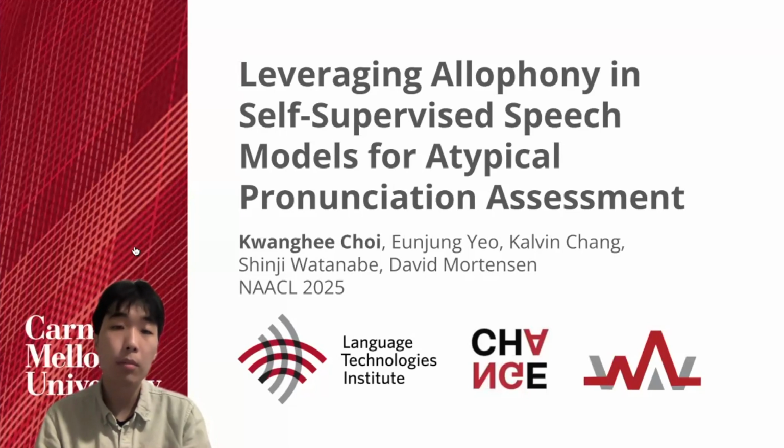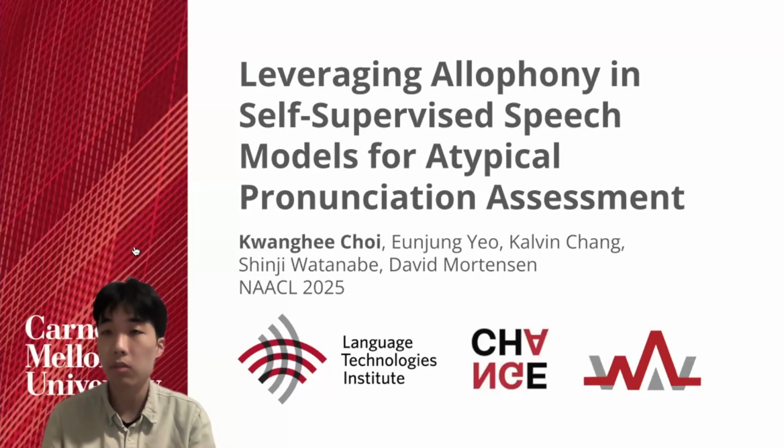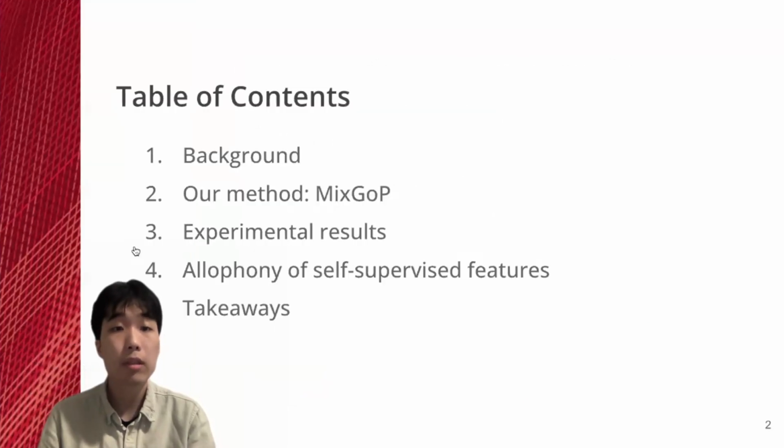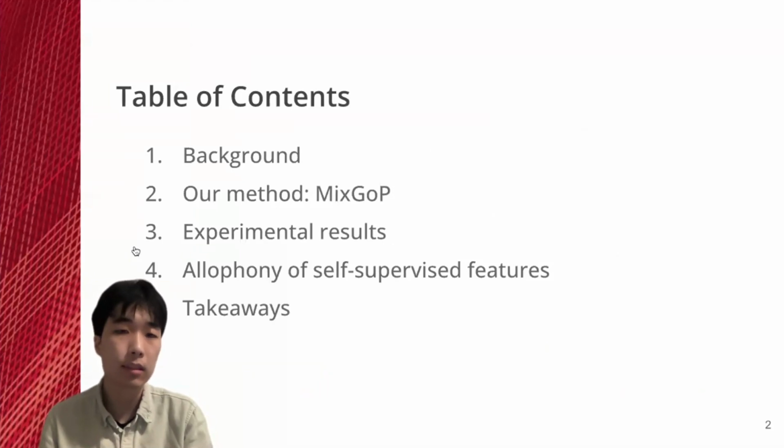Today, I'm going to talk about our paper, Leveraging Allophony in Self-Supervised Speech Models for Atypical Pronunciation Assessment. As a background, I'll try to explain each keyword in our paper title, and our paper has two main themes: our method mixture P and its results, and the analysis on self-supervised features. I'll go through both of them, and I'll end the talk with the takeaways.